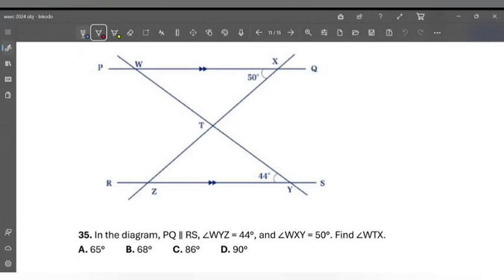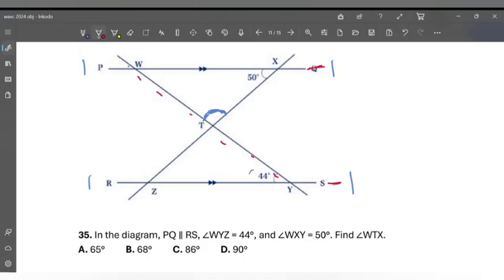Question number 35. We are given a diagram and we are told that in this diagram we have two parallel lines, which is PQ and also RS. We are given some angles, 44 degrees, 50 degrees, and we are told to find angle WTX. So this is where we are looking for this angle. So how do I get it? Well, if you notice, this is a parallel line as we are told in the question. This is also a parallel line. And we have a line that cuts across the two of them, this line.